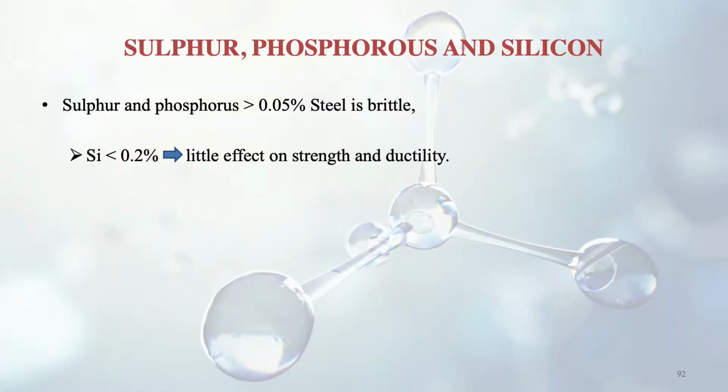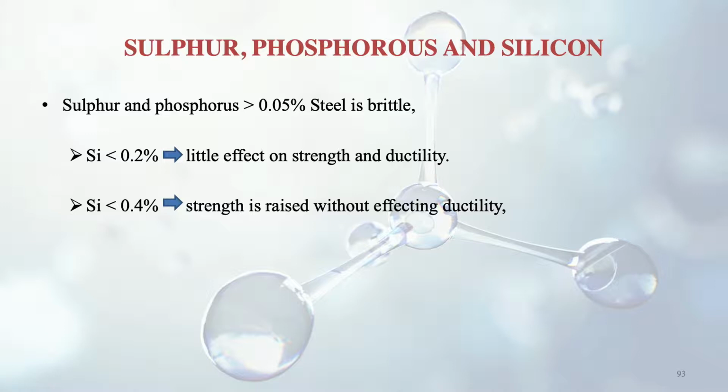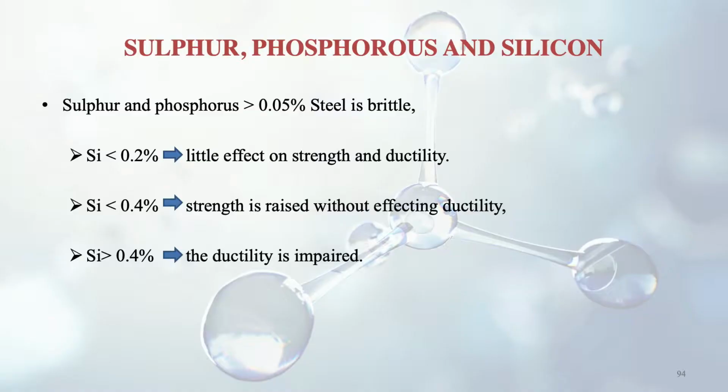And what about silicon? Silicon, if it is less than 0.2%, will have little effect on strength and ductility. So it is negligible. If silicon is more than 0.2% and less than 0.4%, then strength is raised without affecting ductility. So this is a good thing. Strength is raised and our ductility is also not affected. And if silicon is more than 0.4%, then ductility will be impaired. So the most suitable range for silicon is between 0.2 and 0.4%.